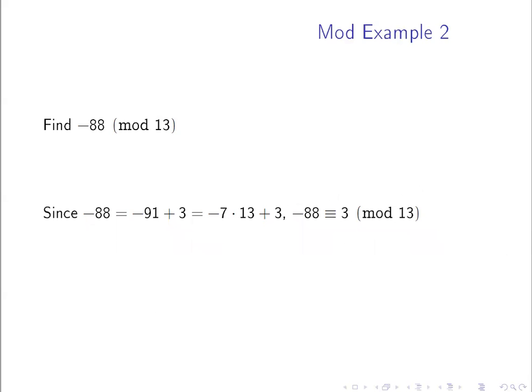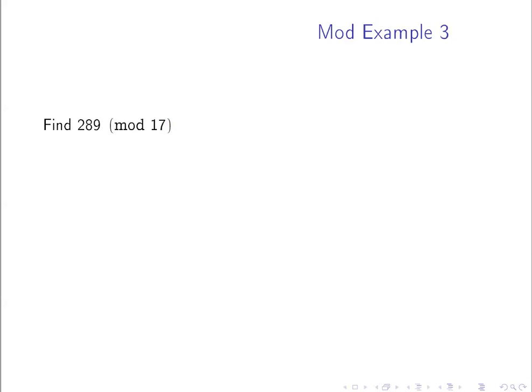All right, here's another one. What is 289 mod 17? Go. All right, so if you did that, you quickly actually notice that 289 is 17 squared, which means that the remainder is 0. So 289 is congruent to 0 mod 17.